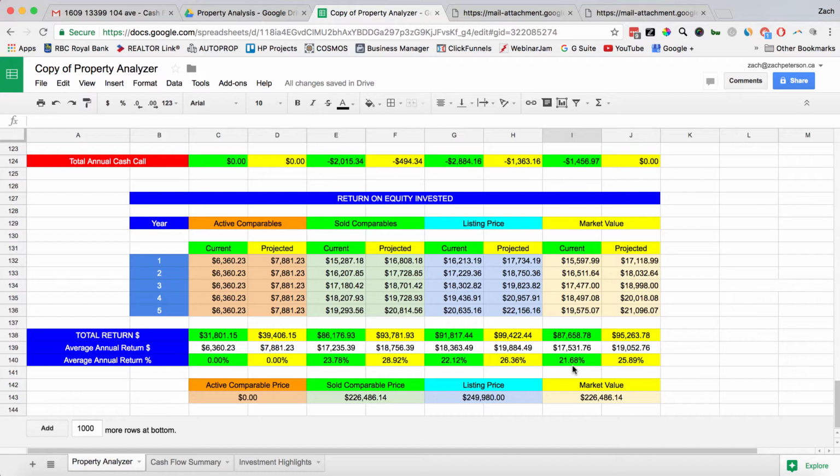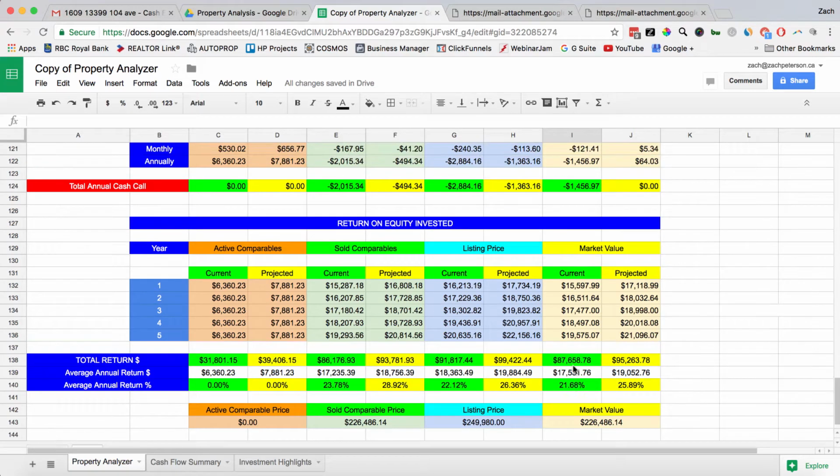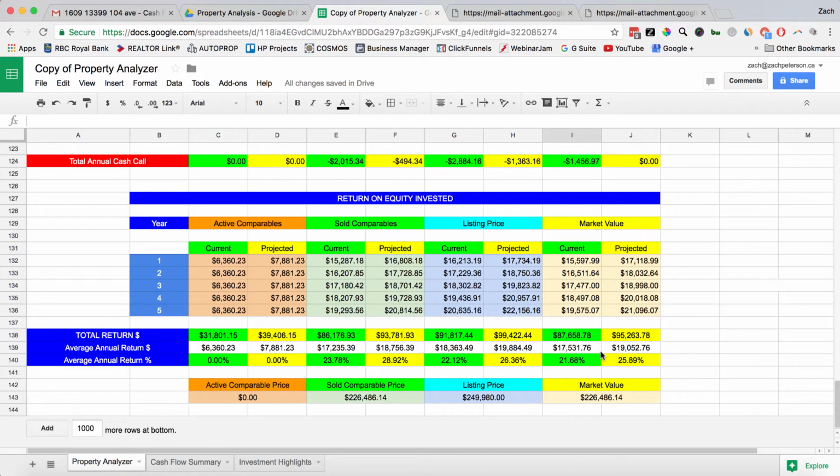or 21.68% on your total cash to close and any negative cash calls that you've had to make due to cash flow. If you were to get the projected rent and purchase at market value, your average dollar return would be about $19,000 a year, or 25.89% on your money. And that's with 30% down and a property manager in there.